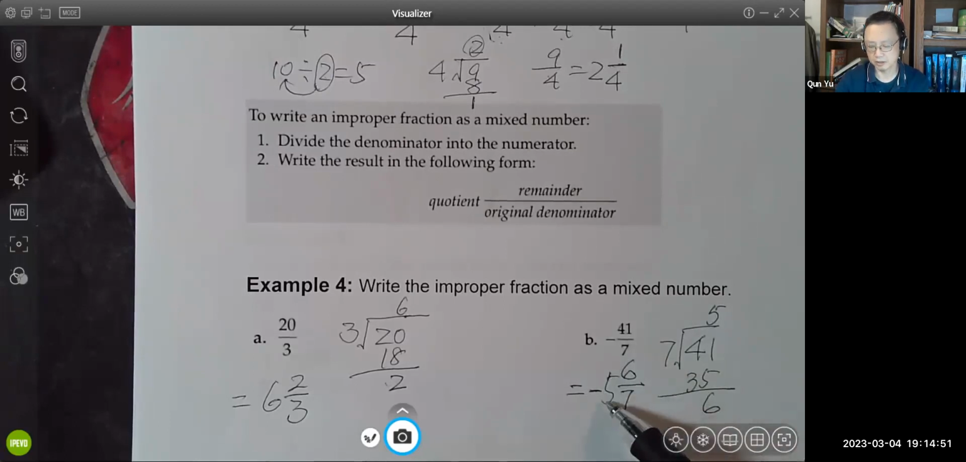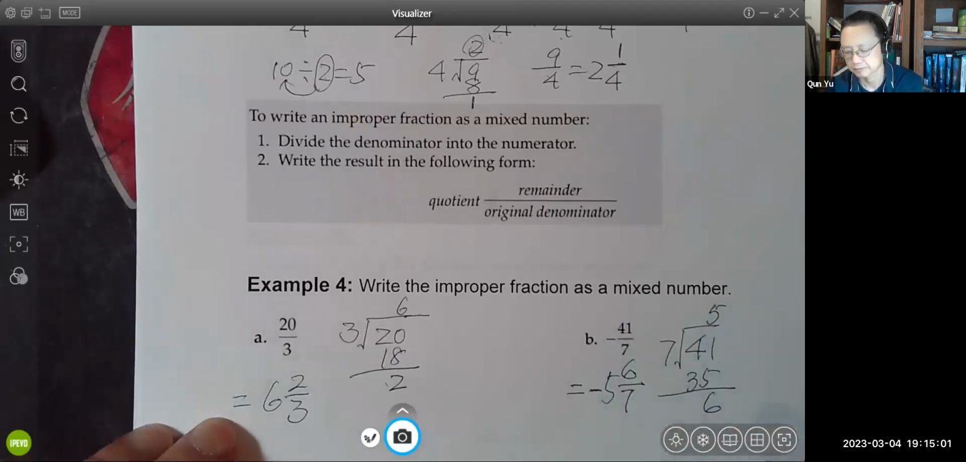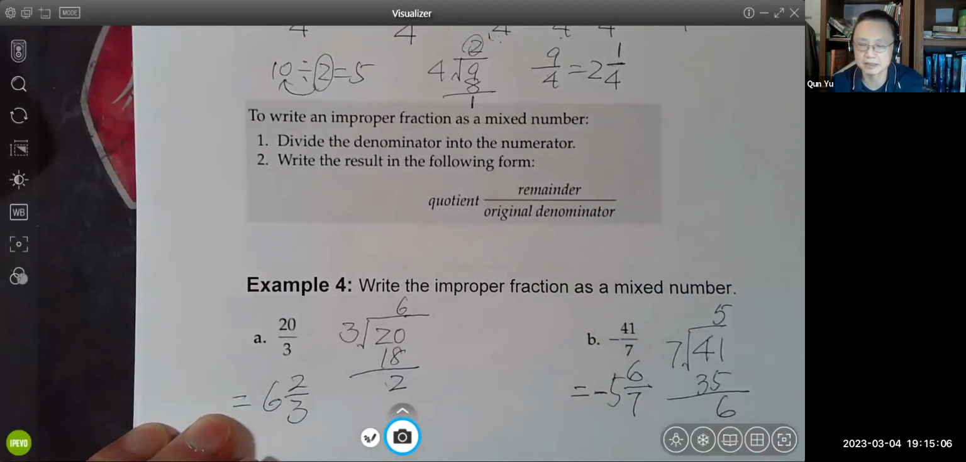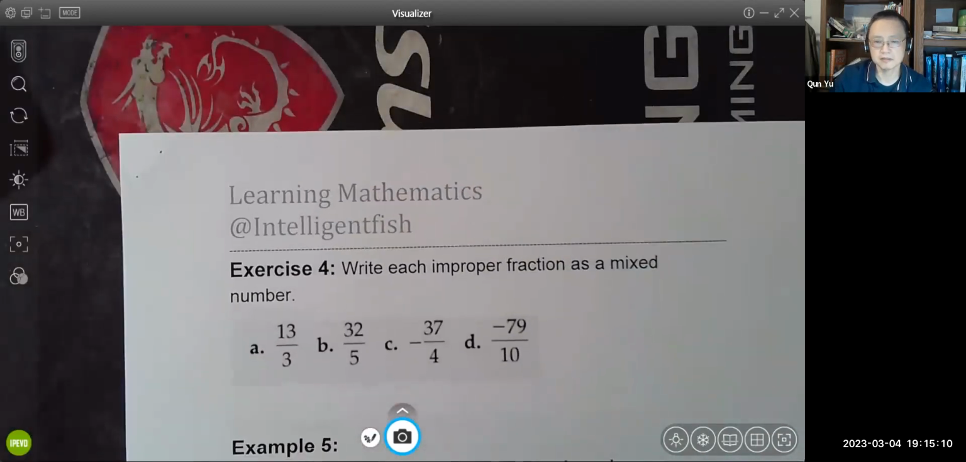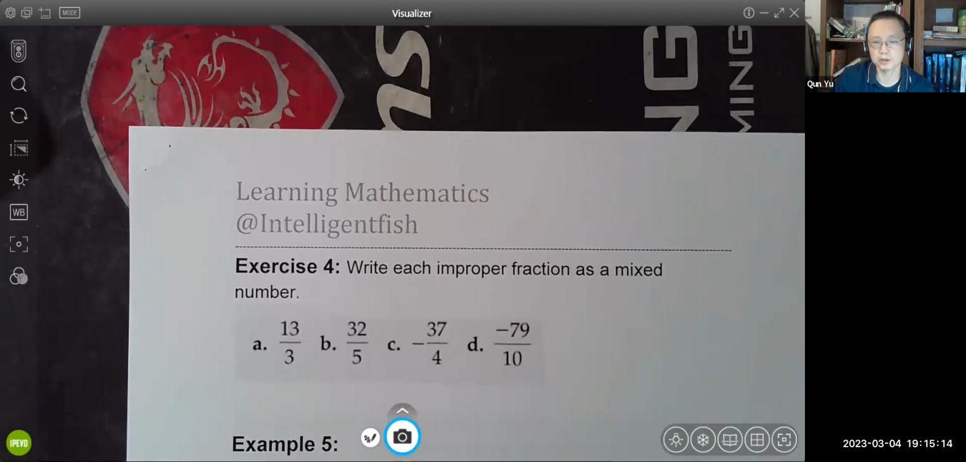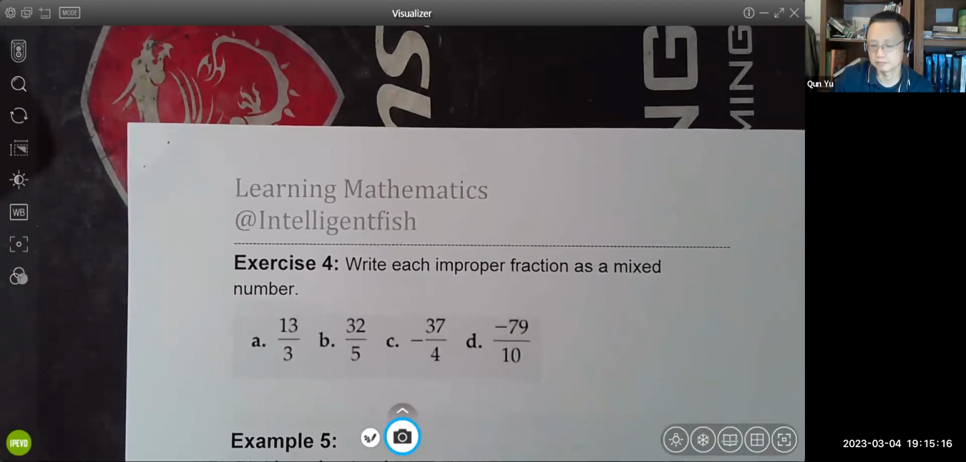Almost negative 6. That's why we want to convert improper fraction to mixed number. It's easier to identify how big or how small it is. Very close to -6, right? Just 1/7 away. Now, here is another set of exercise problems. Practice is important in learning mathematics.